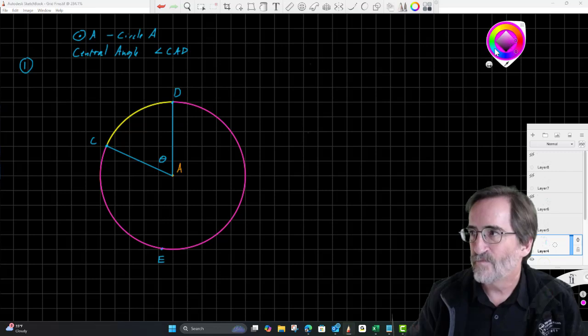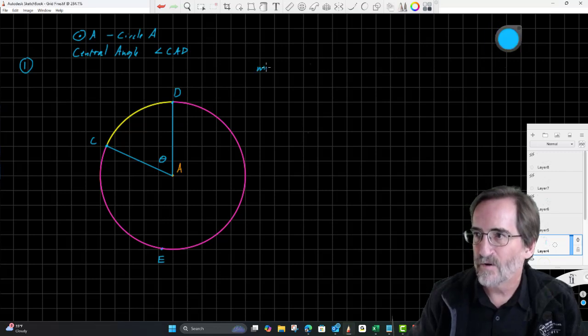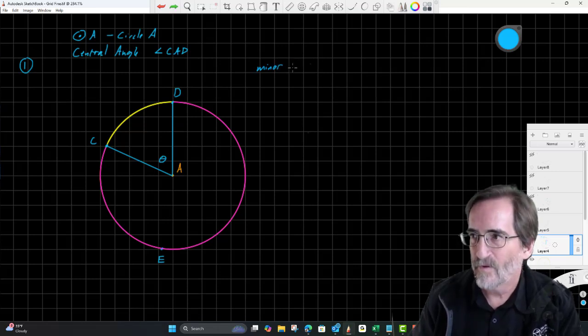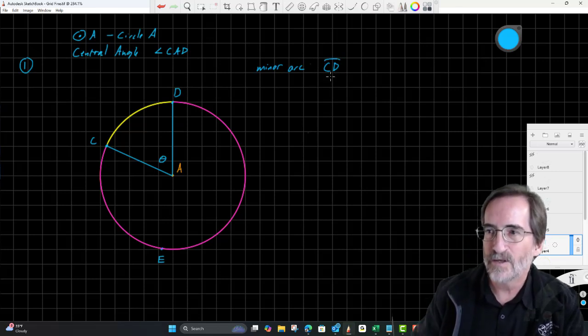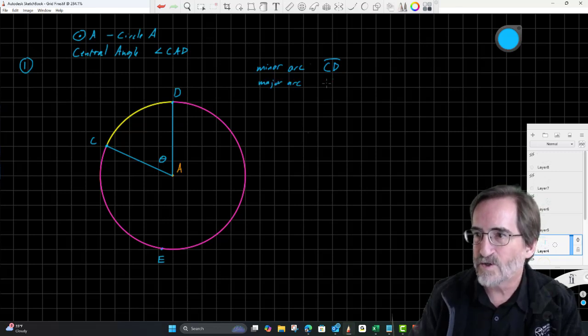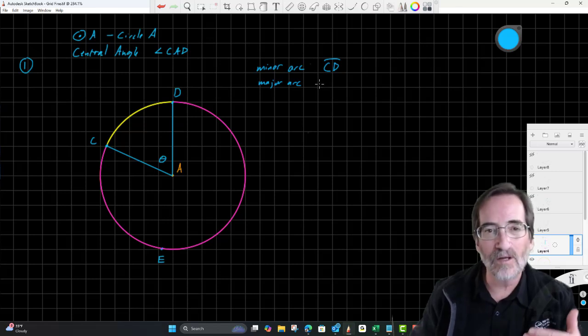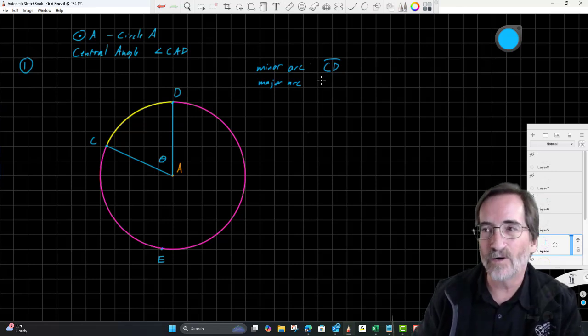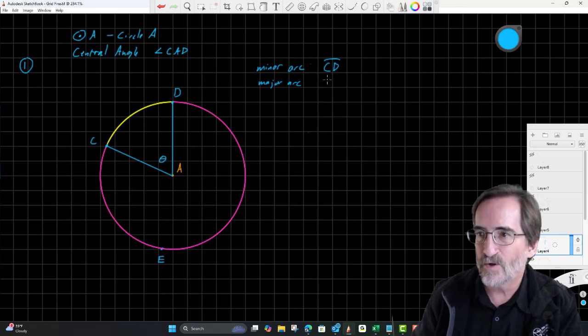So the minor arc, the symbol for that is CD with an arc above it. Remember, points are always capital letters. The major arc requires 3 letters, because anytime we use 2 letters, we're implying a minor arc, the shortest distance between the 2 points. The major arc is going to be CED, so 3 letters to indicate we're going around the long way.